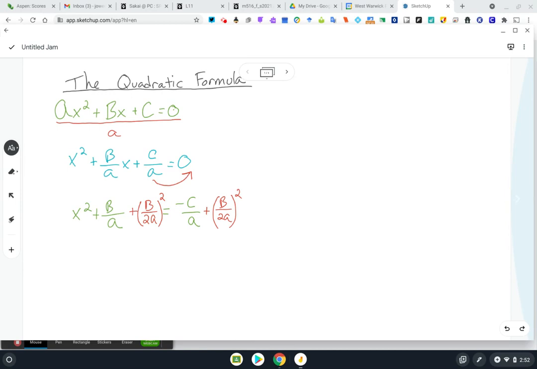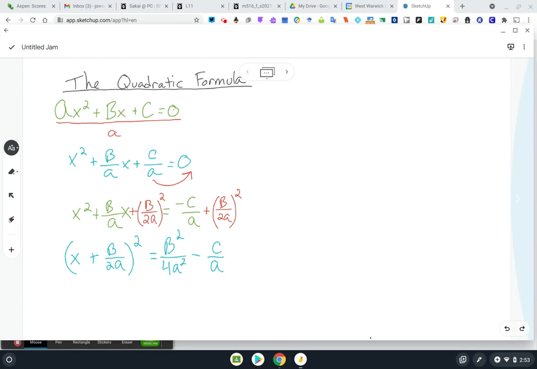Now on the left side of the equation, we can now write that perfect square trinomial as a binomial being squared. And we can also simplify the right side a little bit. So the trinomial square, we can turn it into x plus b over 2a quantity squared, right? And on the right-hand side, why don't we write the b squared over 4a squared minus c over a. So we just reverse the order there.